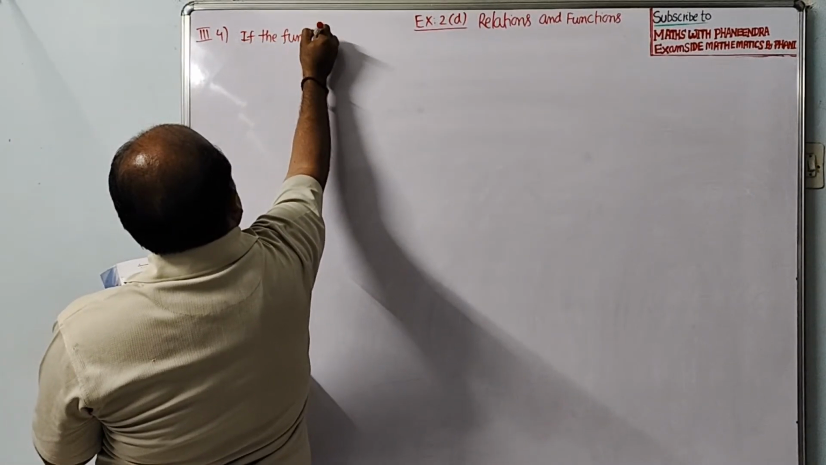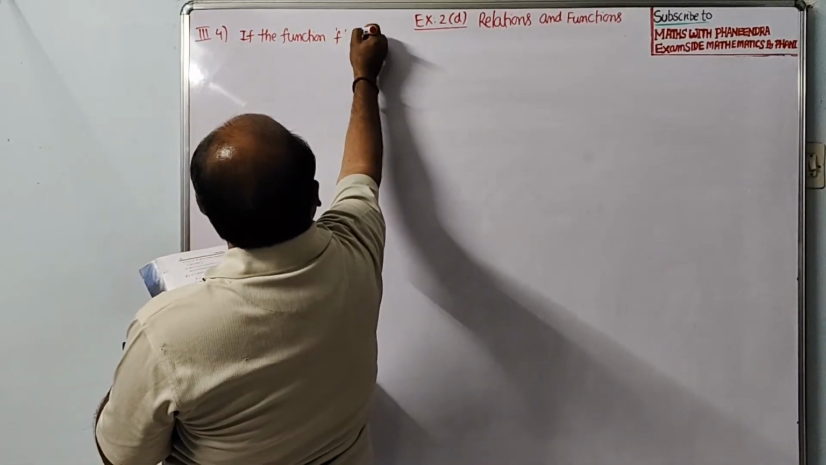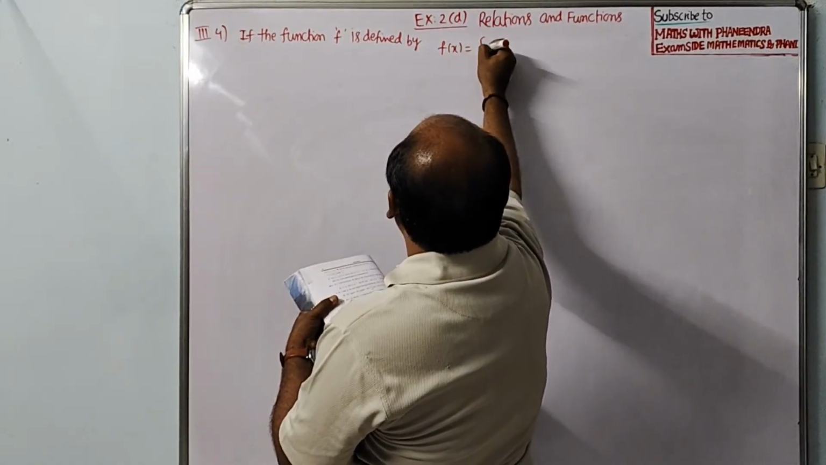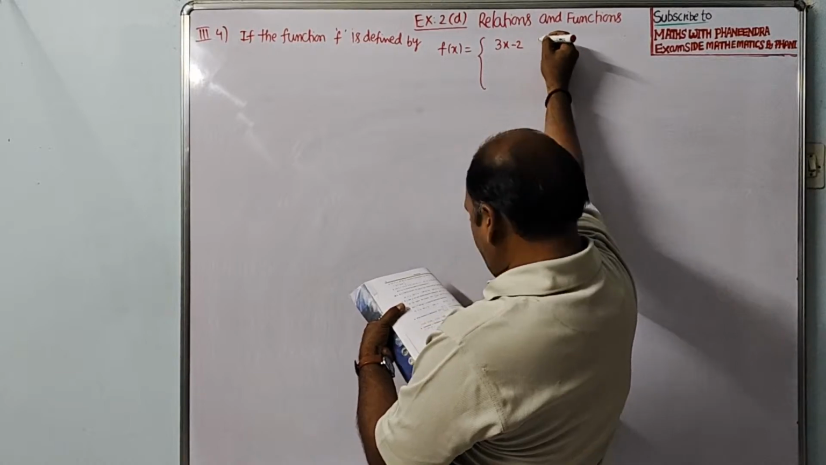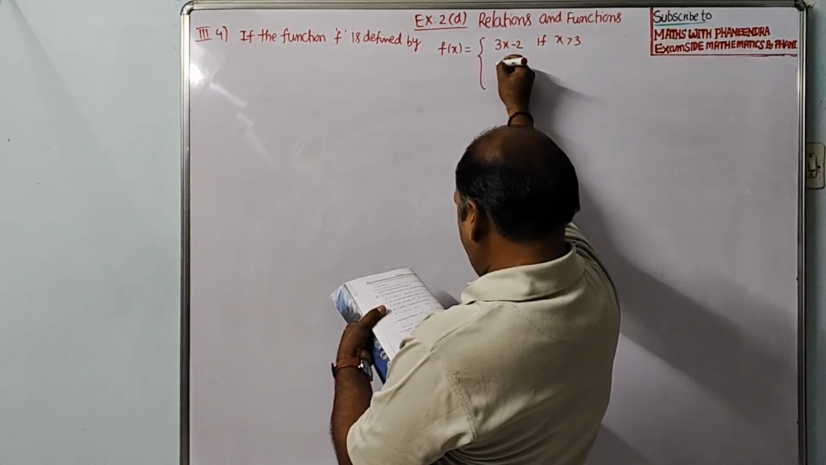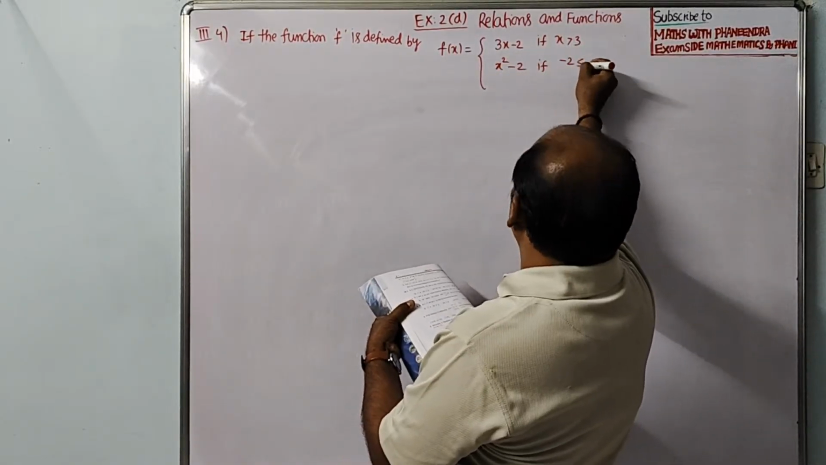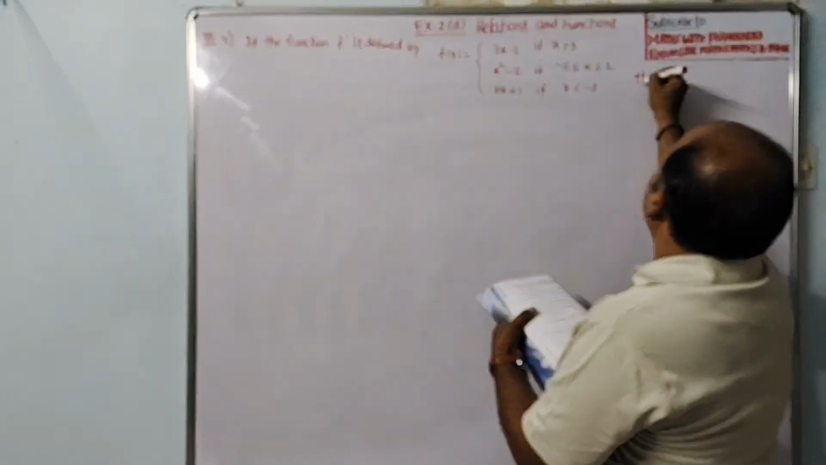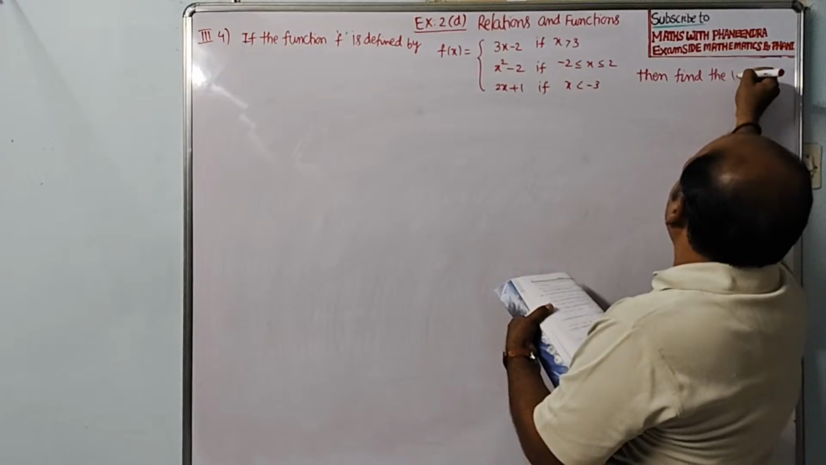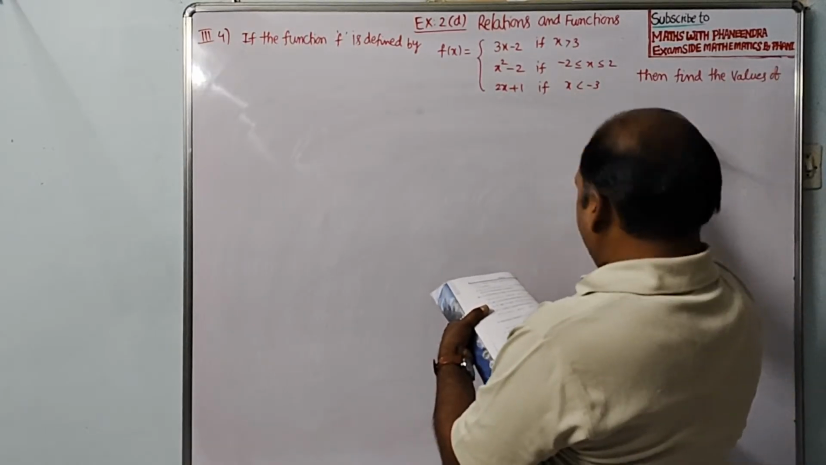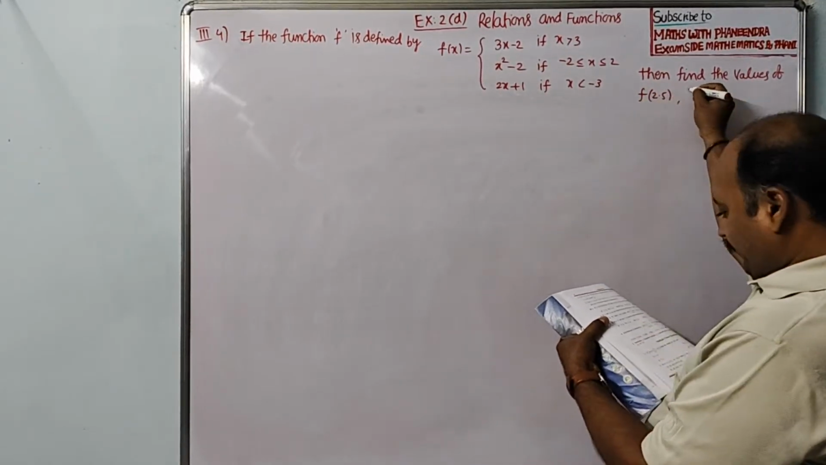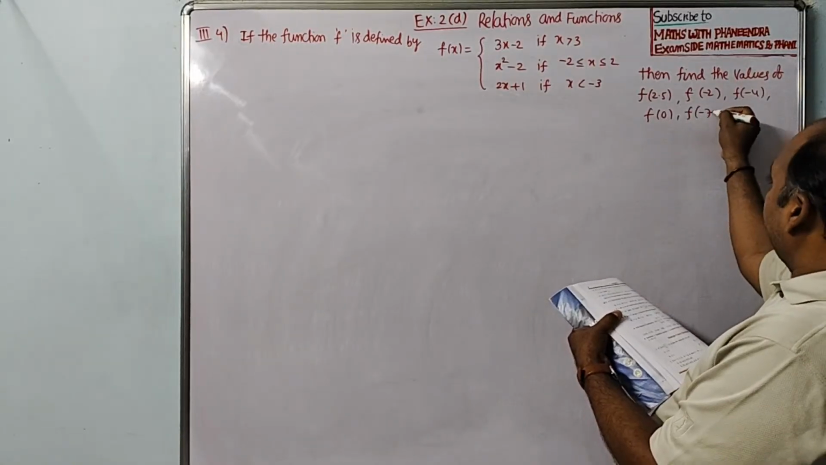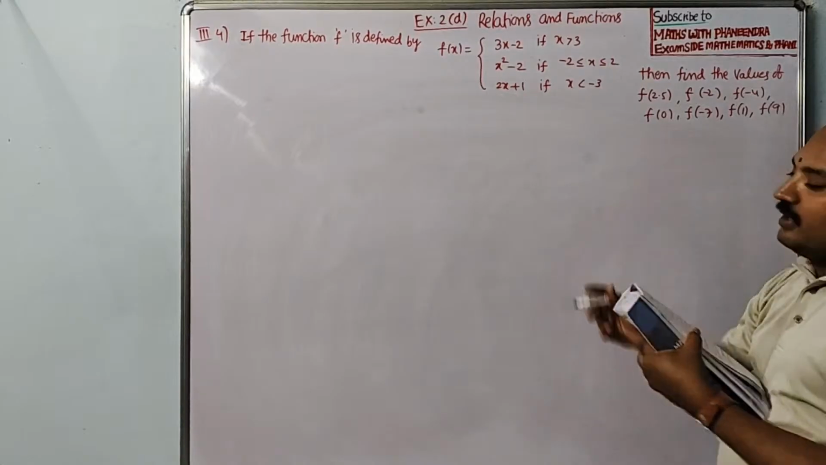If the function f is defined by f of x equal to 3x minus 2 if x is greater than 3, x squared minus 2 if minus 2 is less than or equal to x is less than 2, 2x plus 1 if x is less than minus 3, then find the values of f of 2.5, f of minus 2, f of minus 4, f of 0, f of minus 7, f of 1, f of 9.